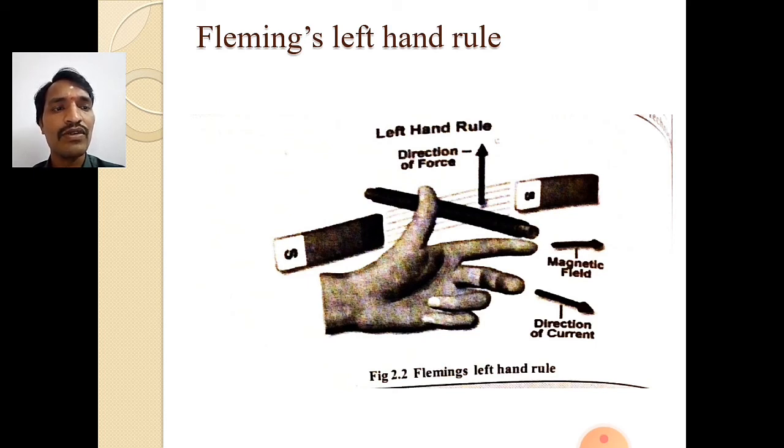Forefinger, F for flux, the magnetic flux or magnetic field. You should remember it like this. F for forefinger represents the magnetic field, and the middle finger, I, represents the current. The direction of the current is represented by the middle finger.